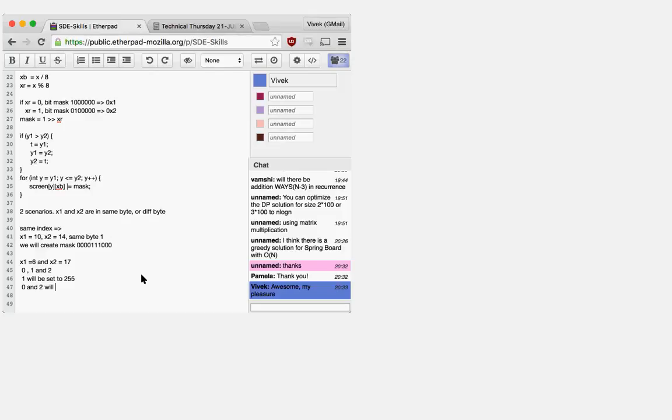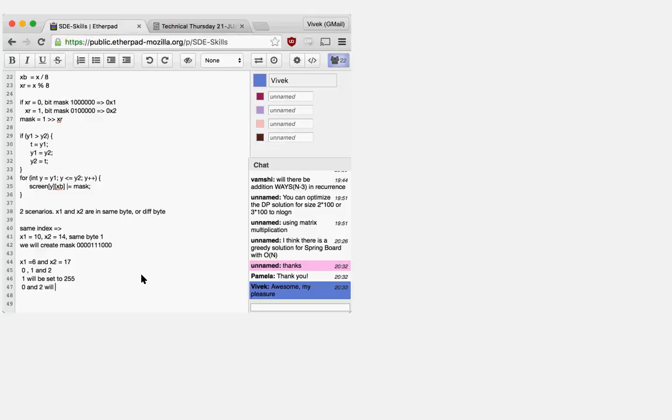So Sri, why would you want to create an all one mask and OR it? Why would you not simply set it to 255? I'm going back to the same question that we had for Q2. Fine. So let's say you did that. What do you do? What is the other part?